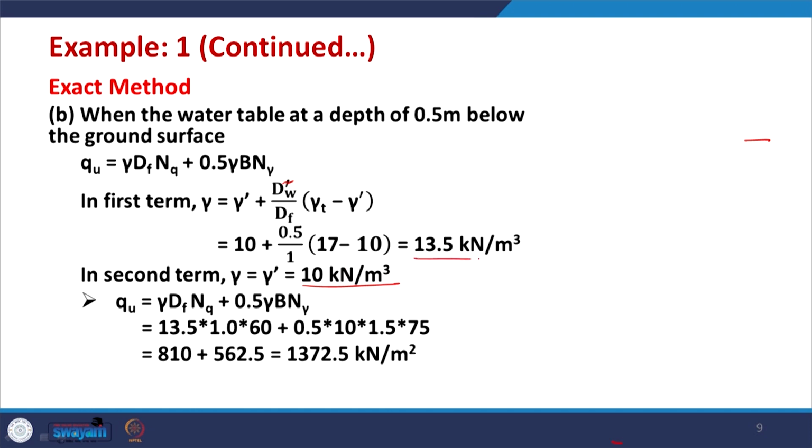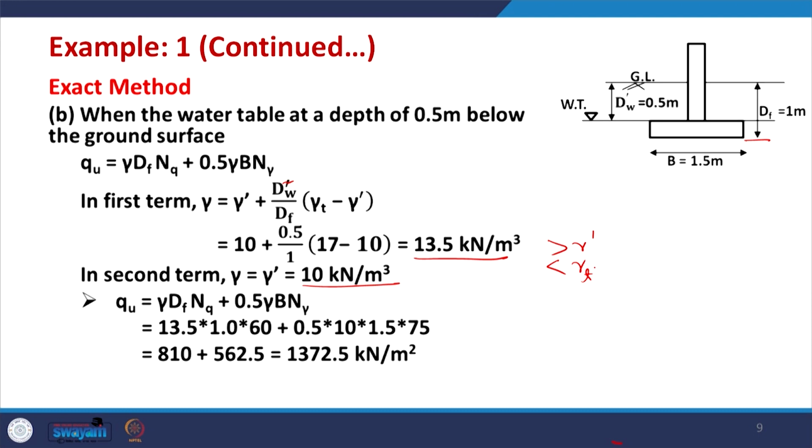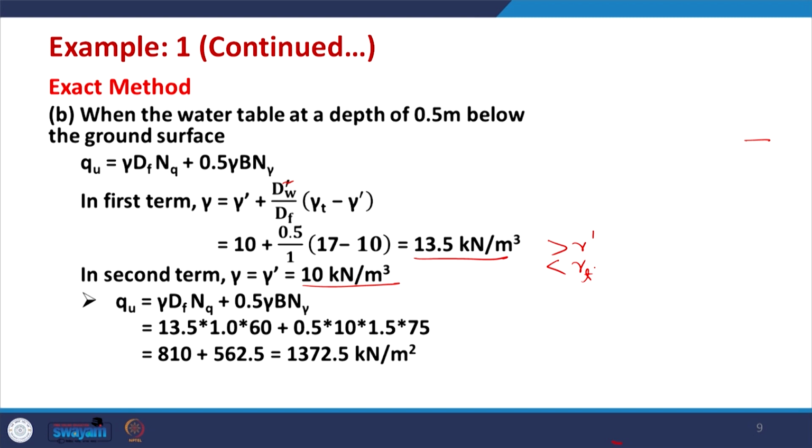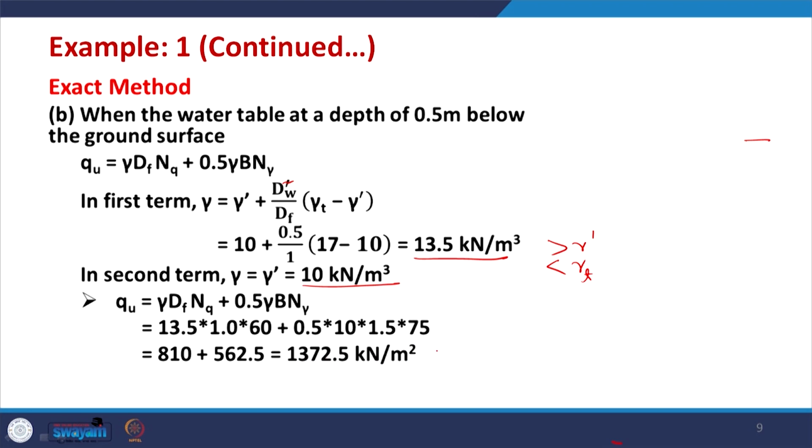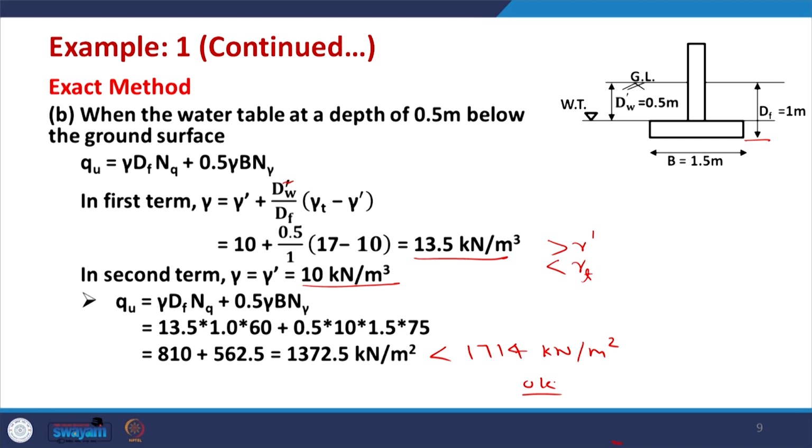Again you need to make sure this value is in between: it should be more than gamma submerged and it should be less than gamma T, that needs to be understood. Then when you put the numbers, you get 1372, because now the water table has risen. So, one needs to make sure that this value is less than what you calculated in the last slide, which was 1714. So, this is less than 1714 kilonewton per meter square. So, that is okay. That check needs to be applied.